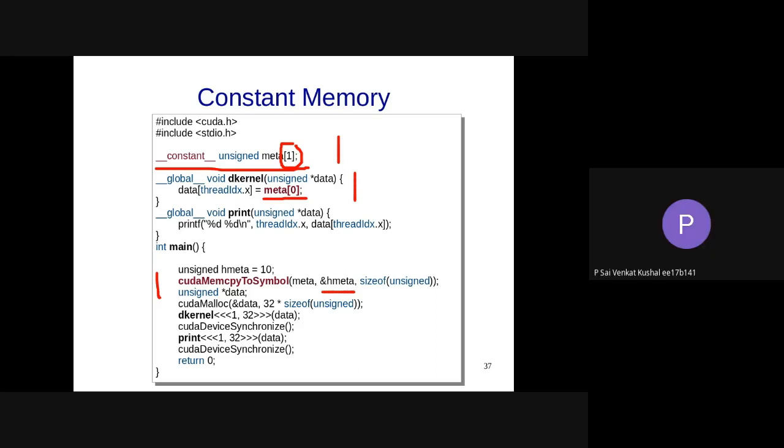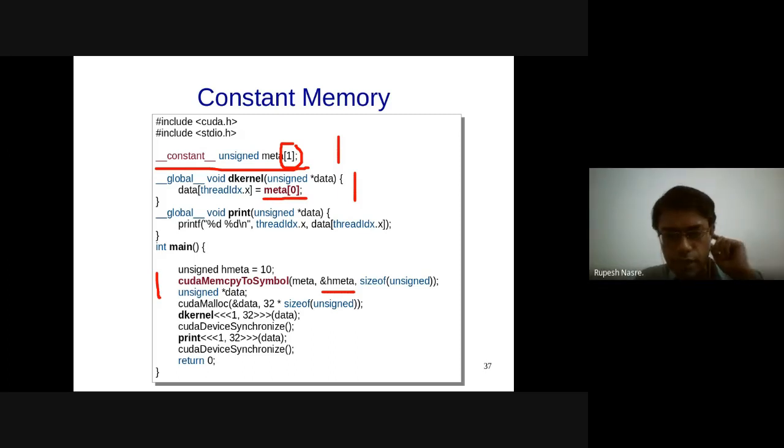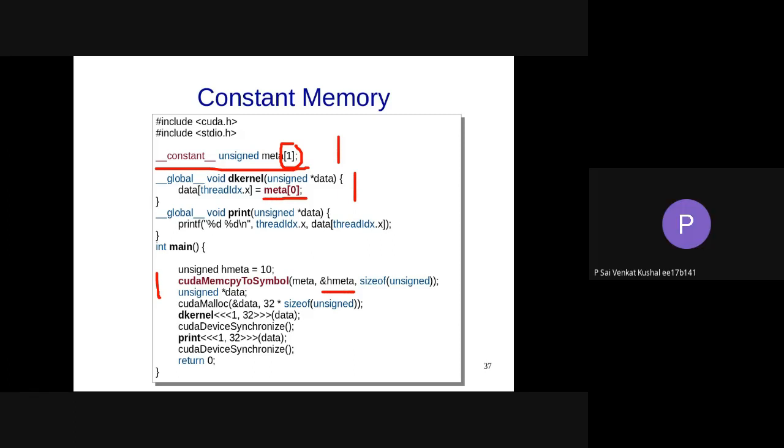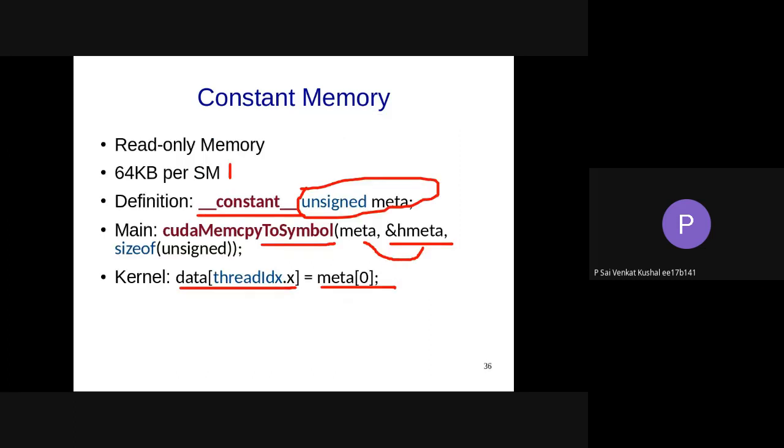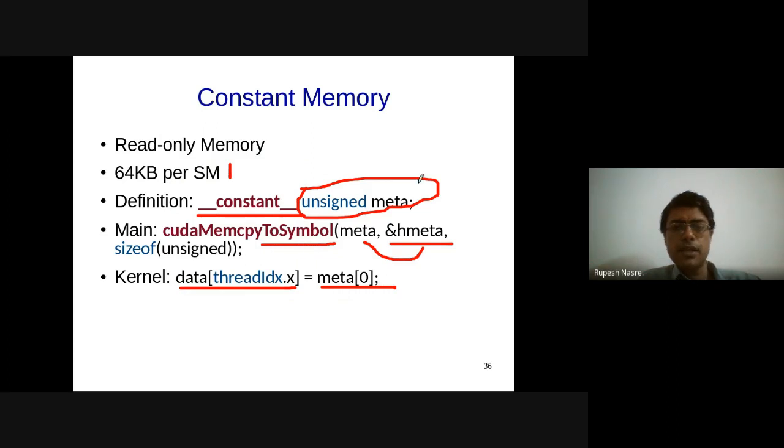Sir, here, instead of an array, can it be defined as a constant, like a single variable? Instead of meta with brackets 1, can we define it simply as meta? Yes, like we defined in the previous slide, it is possible to define it that way. I defined it this way because you can extend it, say, with more meta variables available, so that multiple threads will be able to access them and so on. But yes, you can define it as a single variable.